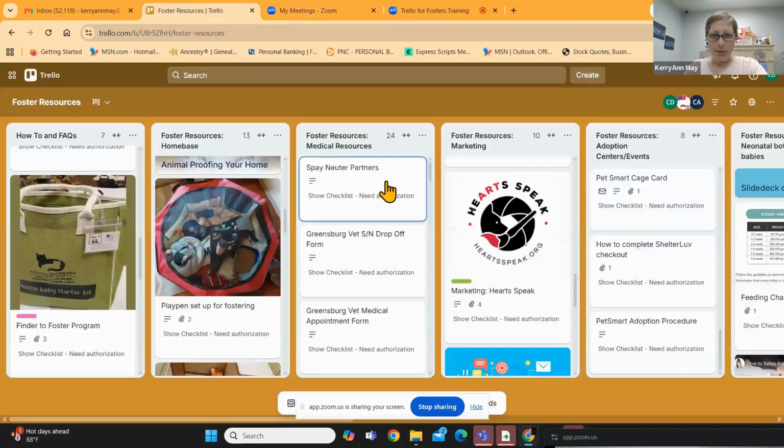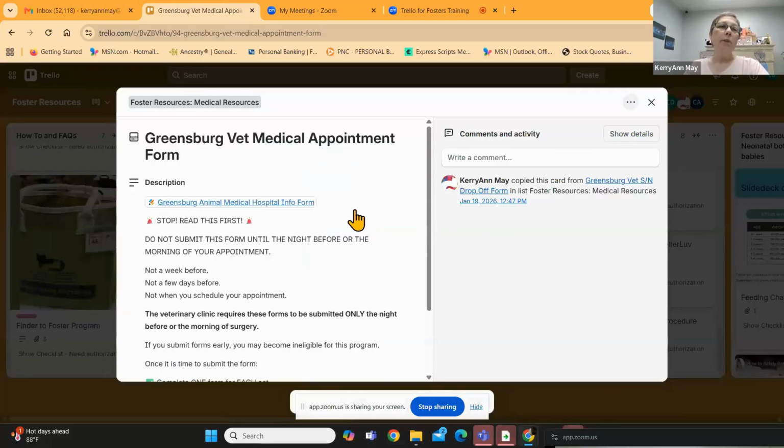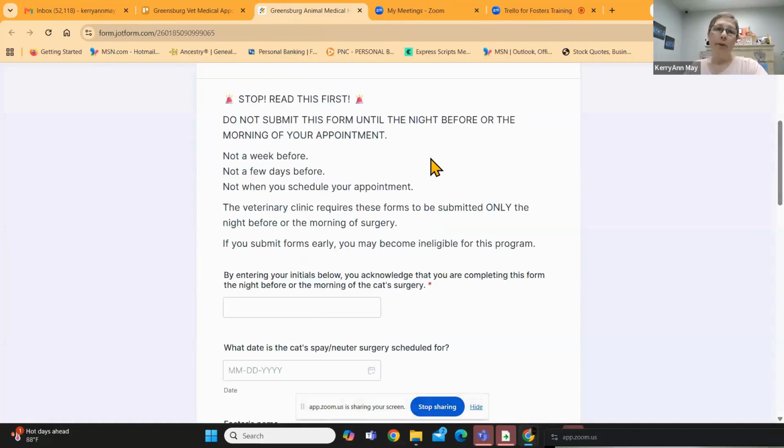And then the next most popular one you're going to have is very similar to the spay-neuter one, but it's a vet appointment. So let's say the cat is sick, it has diarrhea, maybe it has an injury, something like that. You would have made an appointment for the clinic, and the night before or the morning of, you're going to fill out a form that's very similar to the spay-neuter one. So you'll click on that. It'll bring up a JotForm. And again, you will fill that out the night before, the morning of.